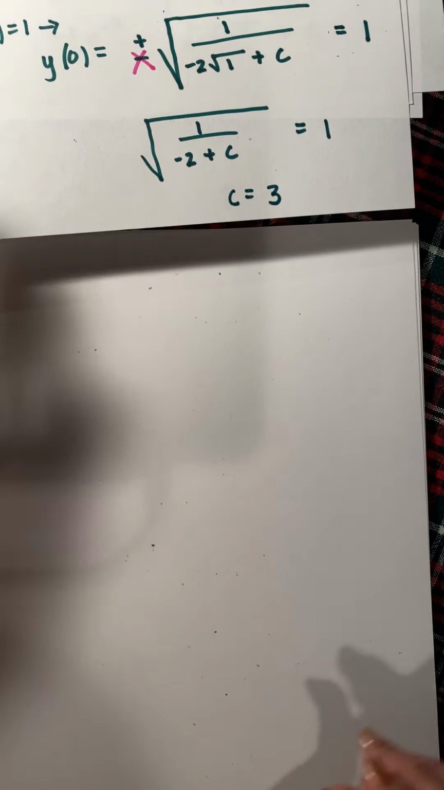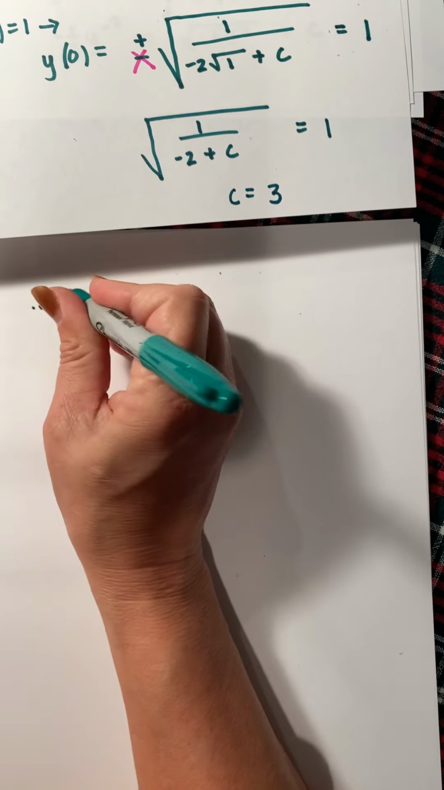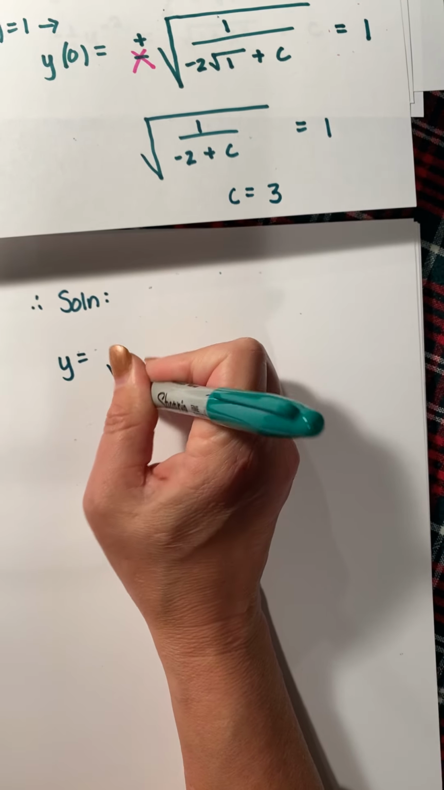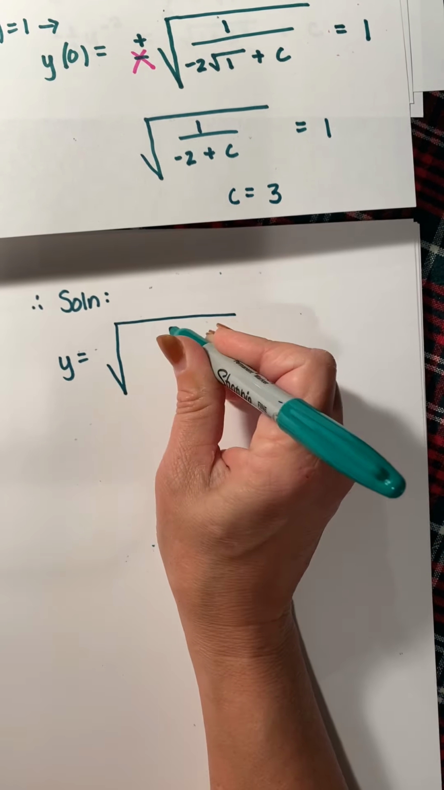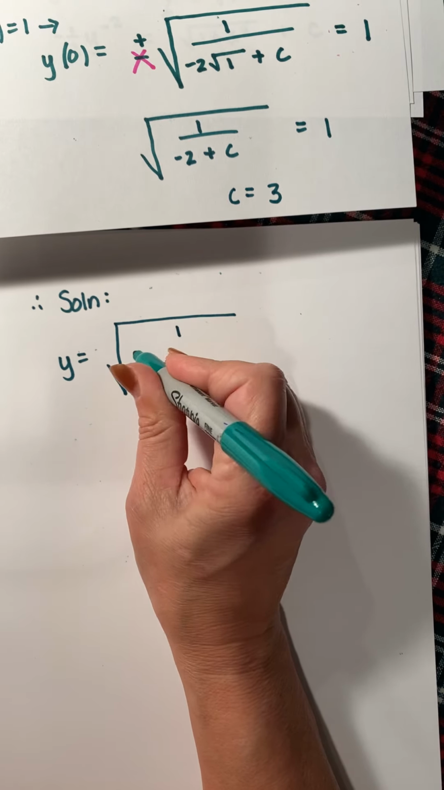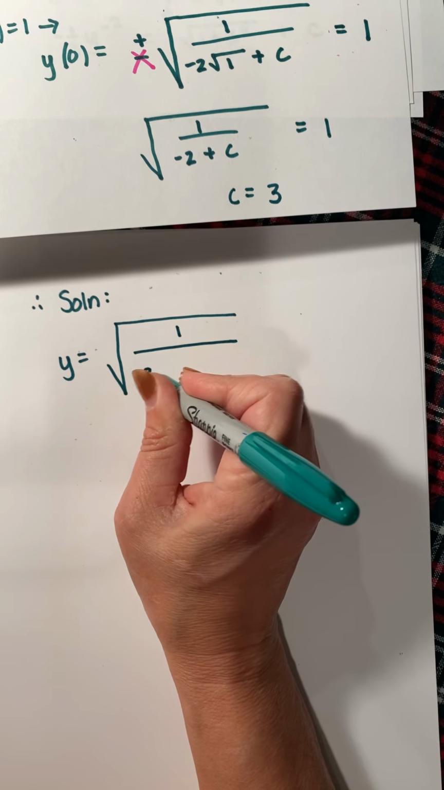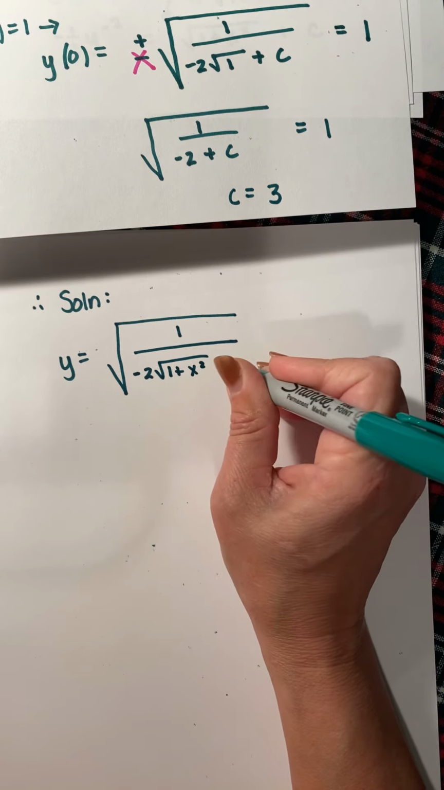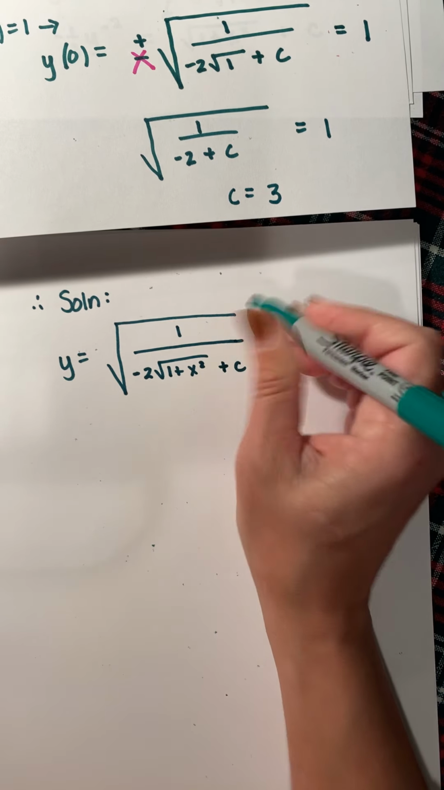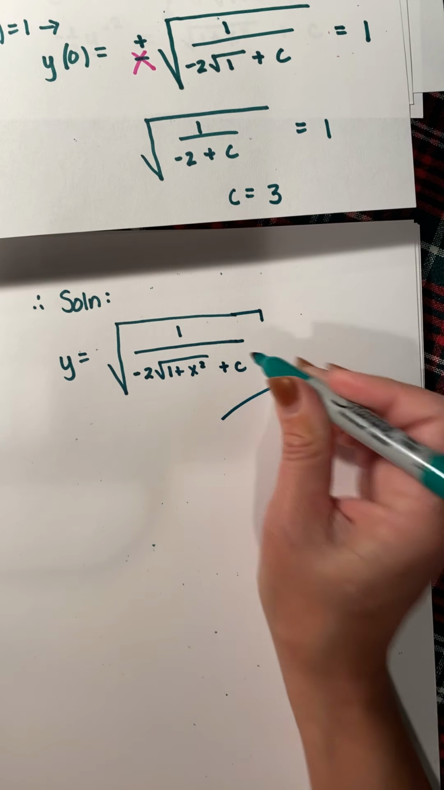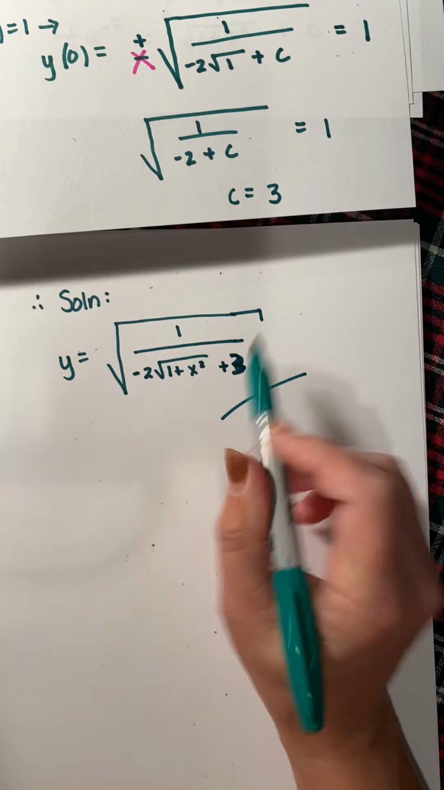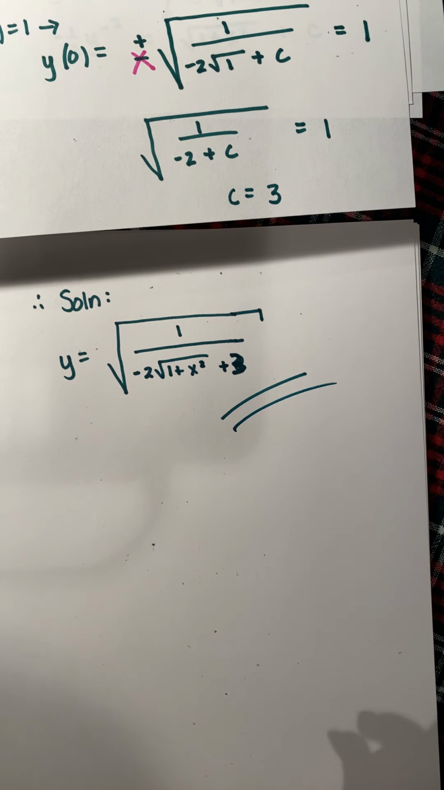So therefore, my final solution is y is equal to the positive square root of 1 all over negative 2 square root of 1 plus x squared plus c. No, plus 3. Ding dong, don't make that mistake. We just solved for c. It's an initial value problem. We can't have any c's in our final result. So there we go.